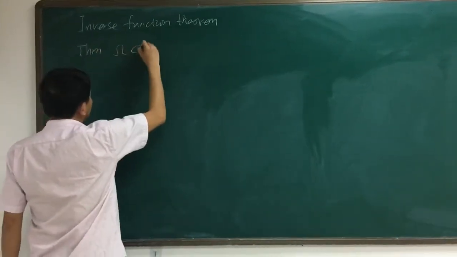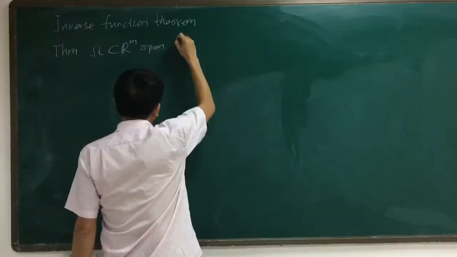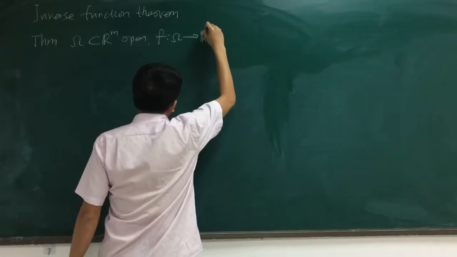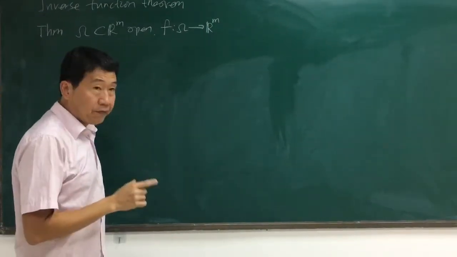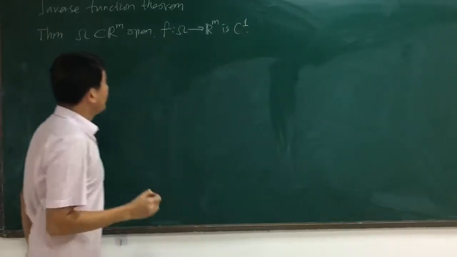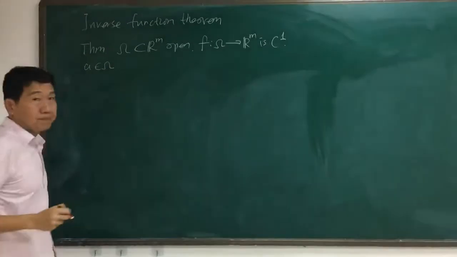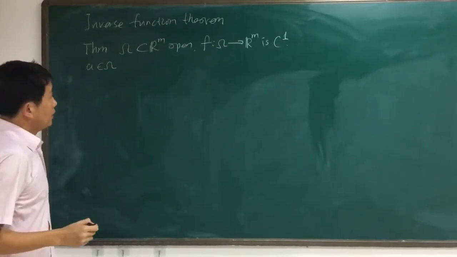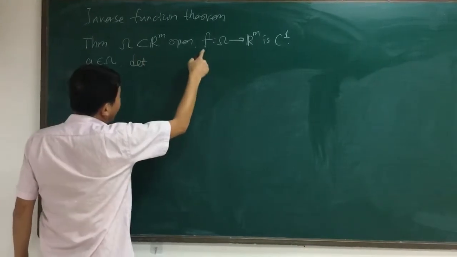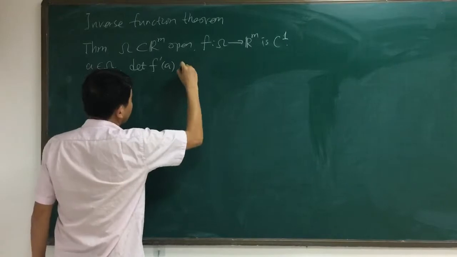Suppose omega is an open subset of R^n, and f is a map from omega to R^n which is continuously differentiable, C1. And A is a point in omega. The condition is the Jacobian determinant of f at this point A is not zero.